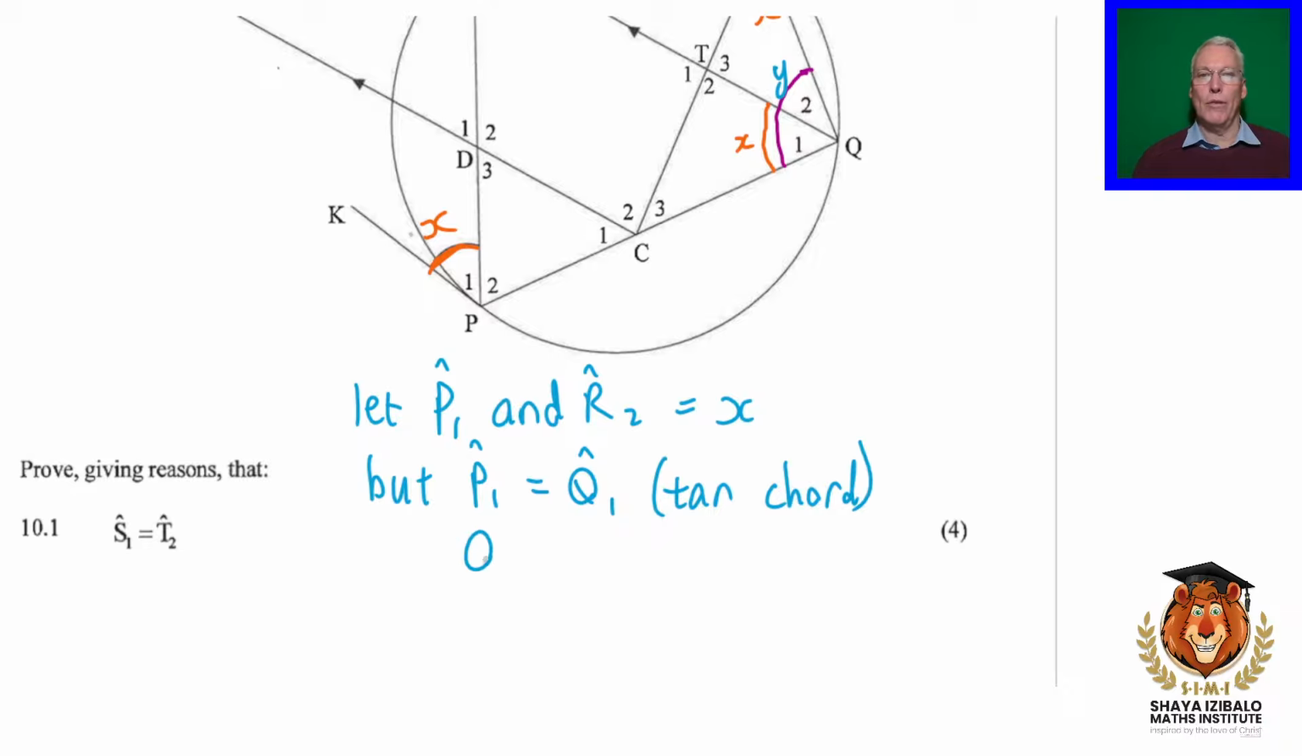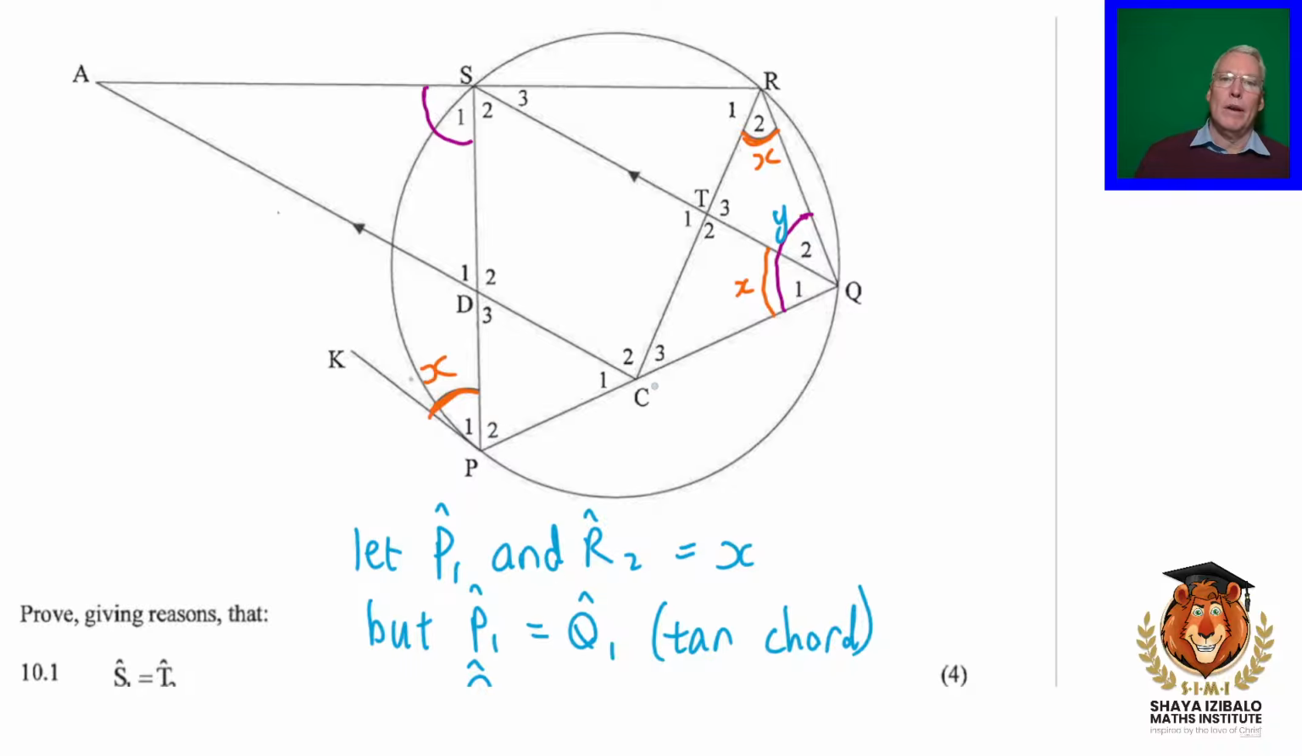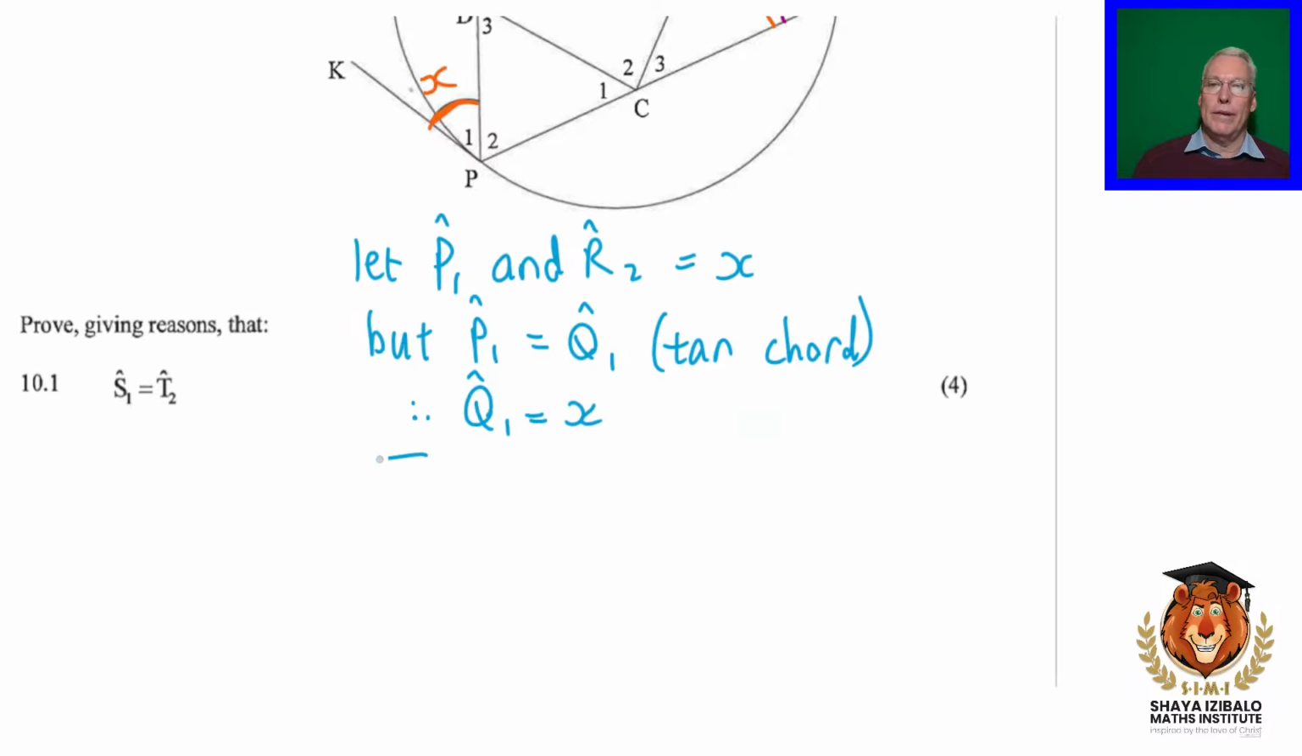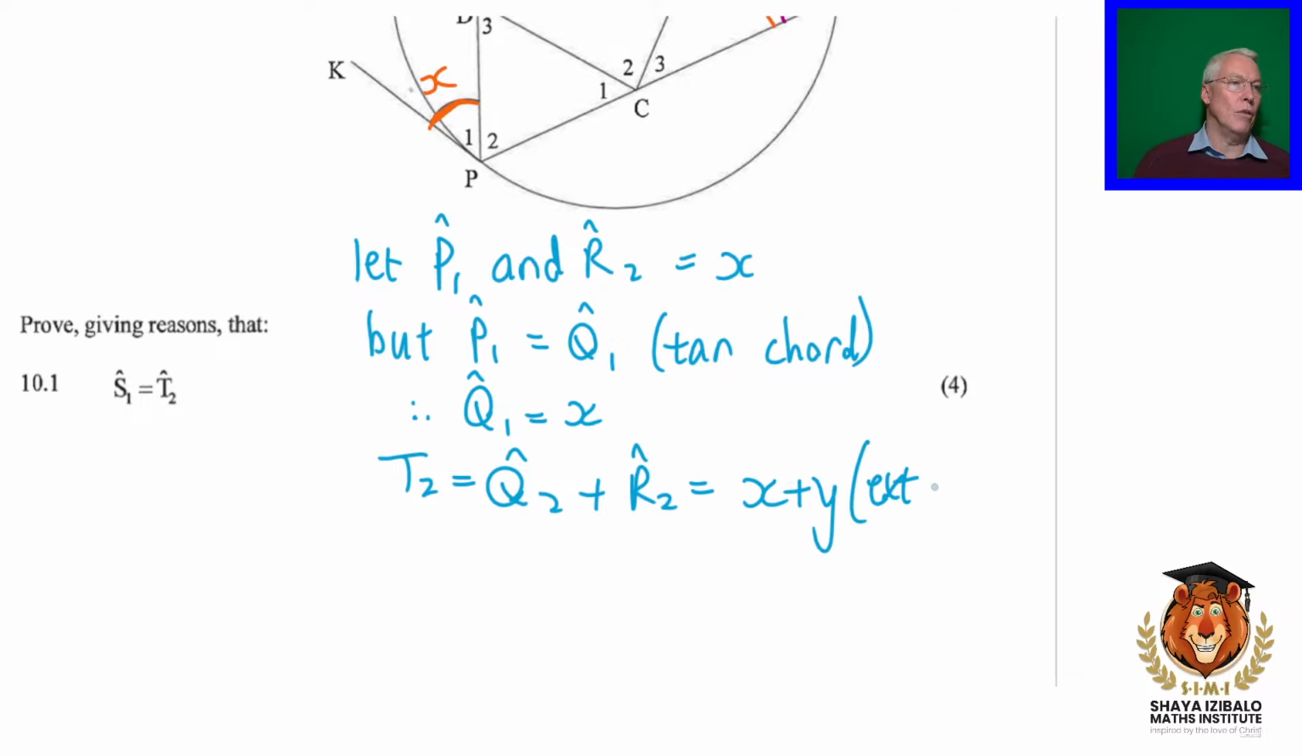Okay, so Q1 is also equal to X. We don't need a reason for that. Now, T2 is Q2 plus R2, which actually equals X plus Y, and that's the exterior angle of a triangle.